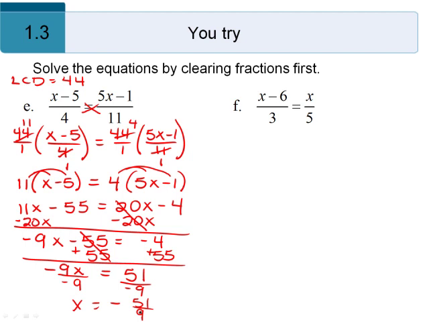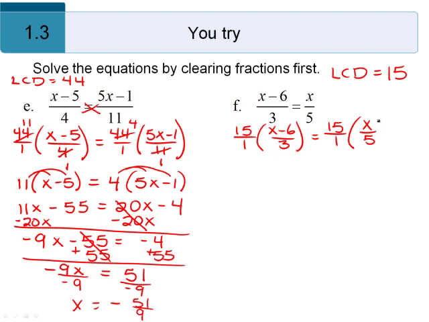All right, let's look at letter F. 3 and 5. The common denominator would be 15. So we're going to put 15 over 1 times x minus 6 over 3, and then equals 15 over 1 times x over 5. All right, so I can cancel by 3 over here on the left. 3 goes into 3 once. 3 goes into 15 5 times.